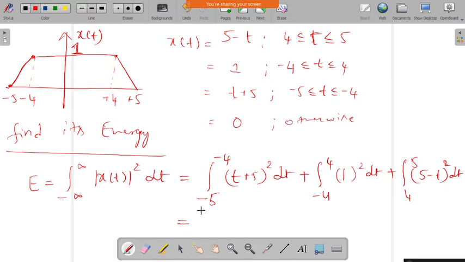Try to get the value of this. What is the energy value? Just you can expand this using (a plus b) whole square and (a minus b) whole square, and you can get the value.